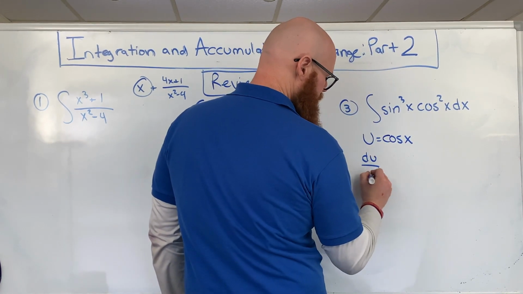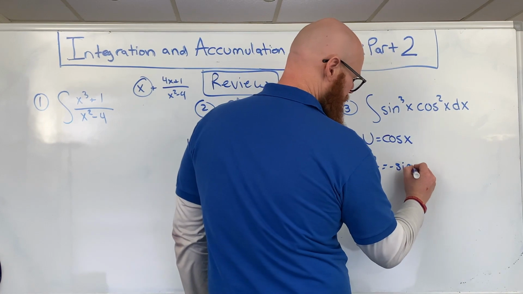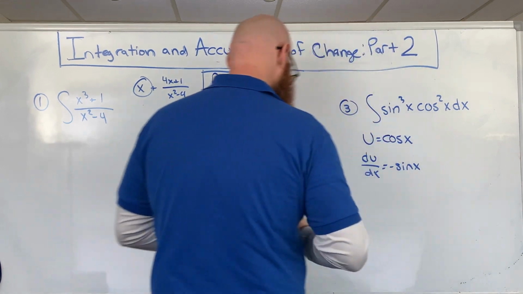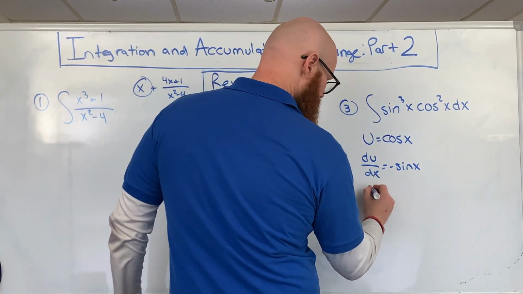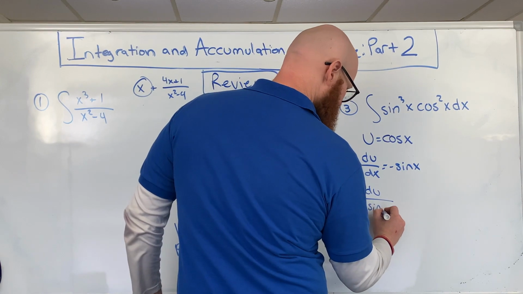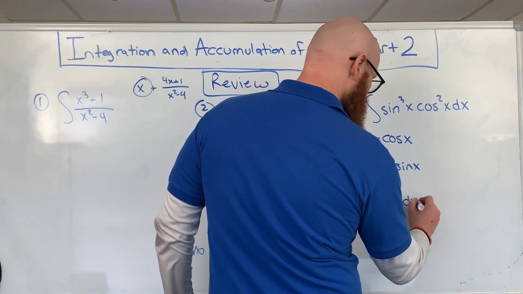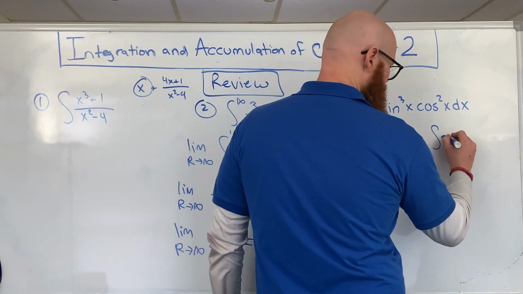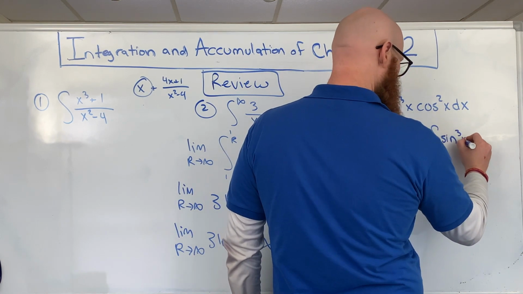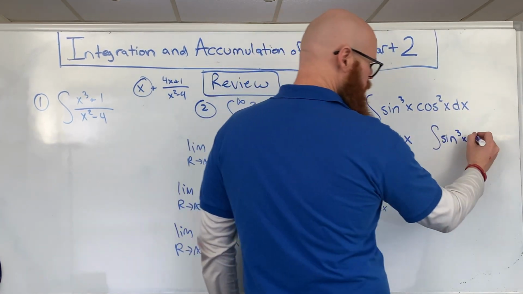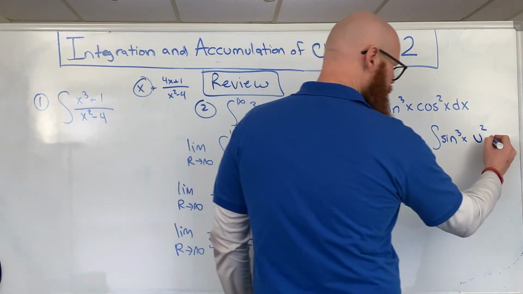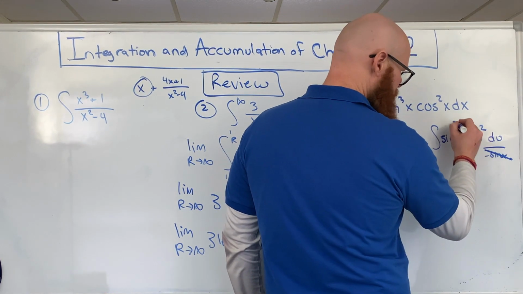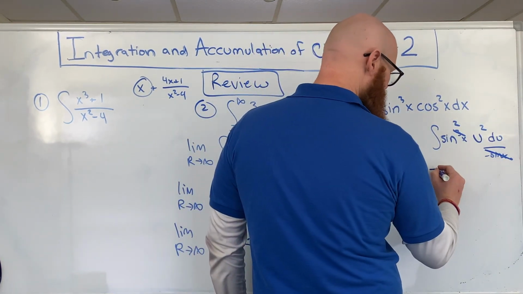So that means du/dx is equal to negative sine x. And then I will get du over negative sine x is equal to dx. So when I go to substitute, I'm going to have a sine cubed, and then u is cosine, so I have a u squared, and dx is du over negative sine x. Well, this seems to be an issue because this is only going to cancel out with one of those. So I have this negative that I bring out in front.